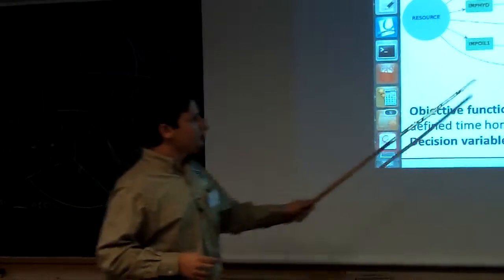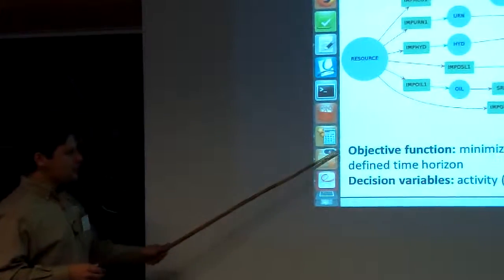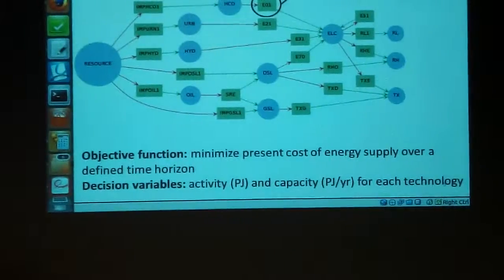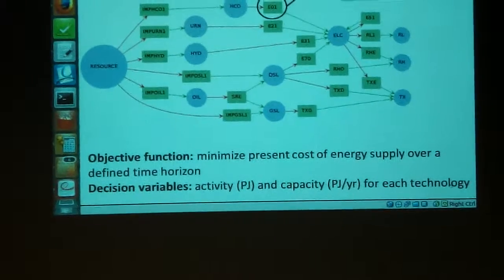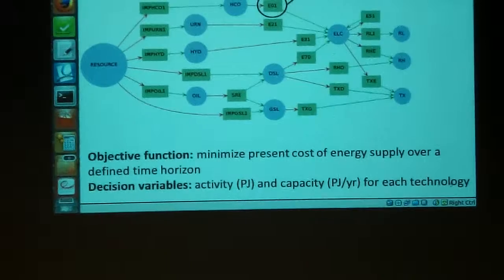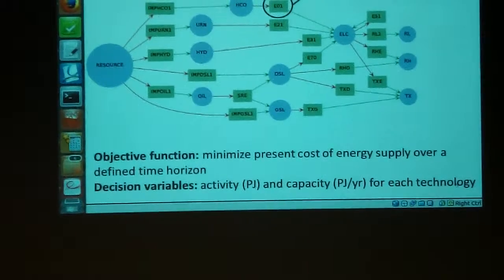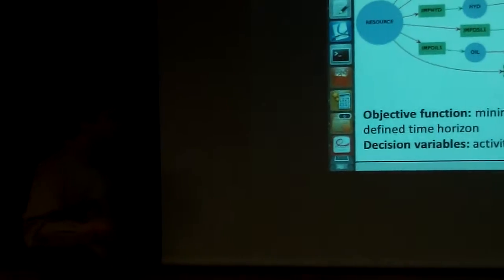Okay, so this is our self-consistent framework. And it's an optimization model, which means it has to have an objective function. And the objective function is simply to minimize the present cost of energy supply over a defined time horizon. Okay? So this is simple microeconomics. We do use a discount rate because we need some way to compare future costs to present costs.